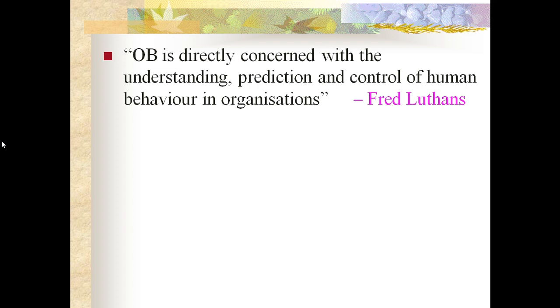Another simple definition given by Fred Luthans about organizational behavior is: OB is directly concerned with the understanding, prediction and control of human behavior in organizations. So OB is concerned with three things. One is understanding, the second one is prediction, and the third one is control. Understanding, prediction and control of human behavior in organizations.